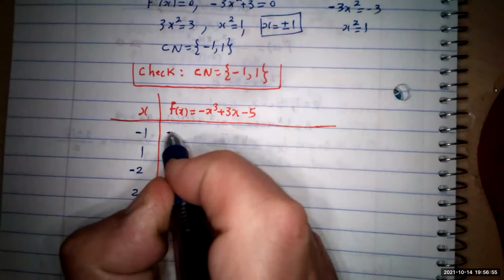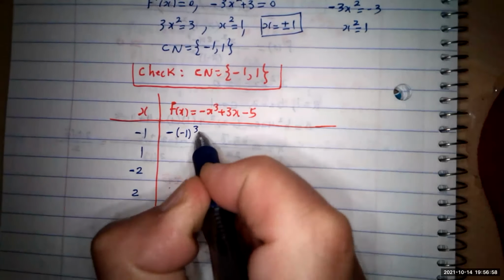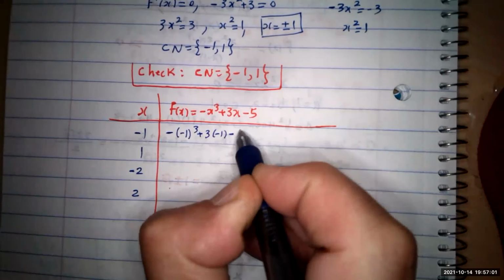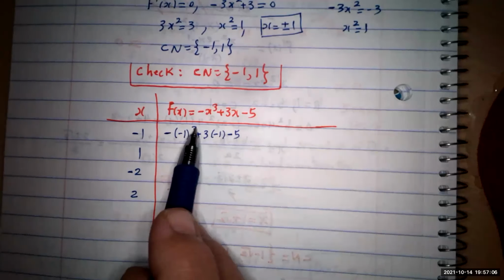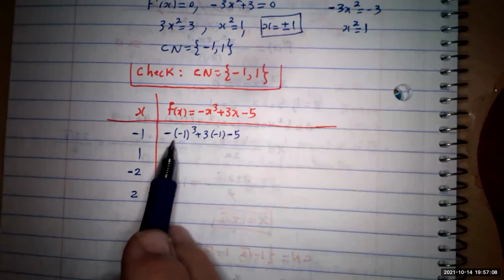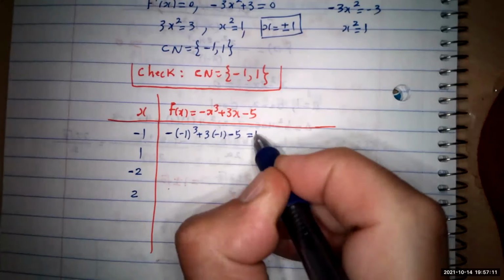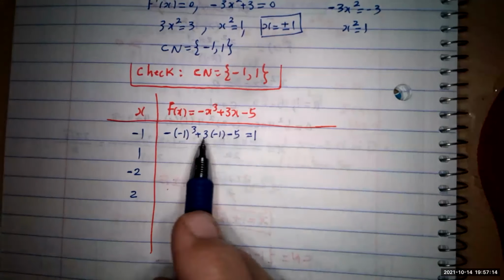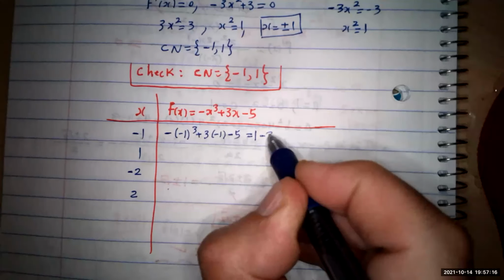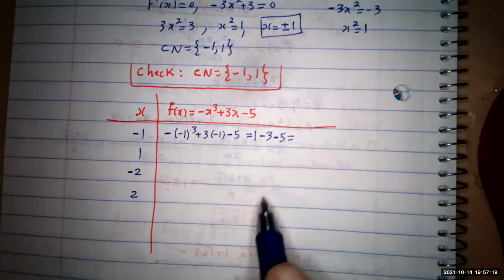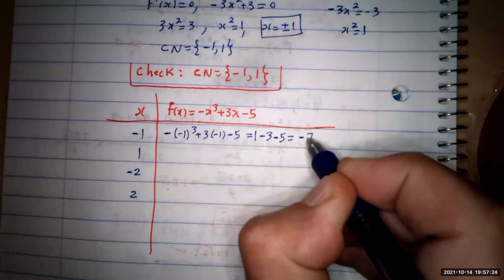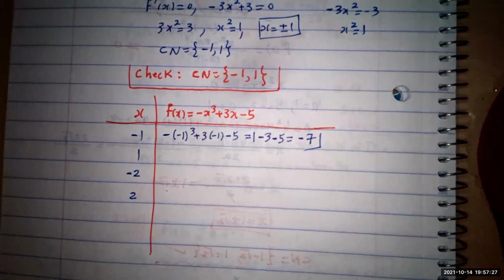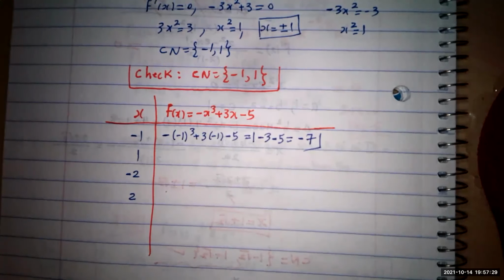Substitute, use parentheses carefully: -(-1)³ plus 3 times -1 minus 5. -1 to the third would be negative, but there is a negative sign outside, making it positive 1. Over here, positive times negative would be negative, -3 minus 5. So -3 minus 5 would be -8. 1 minus 8 would be -7. This is the first number that you get. Any question? Make sure to do the algebra correctly.